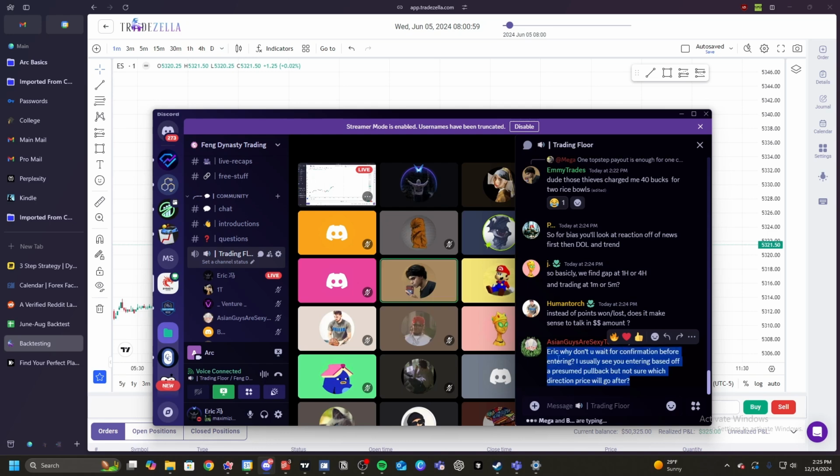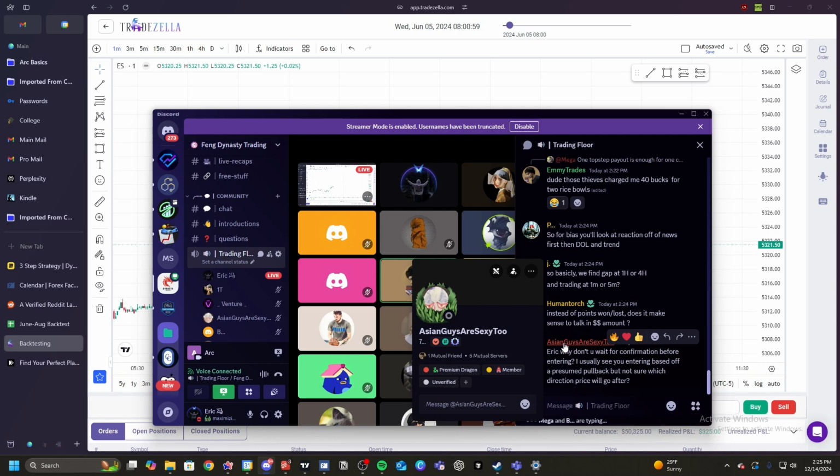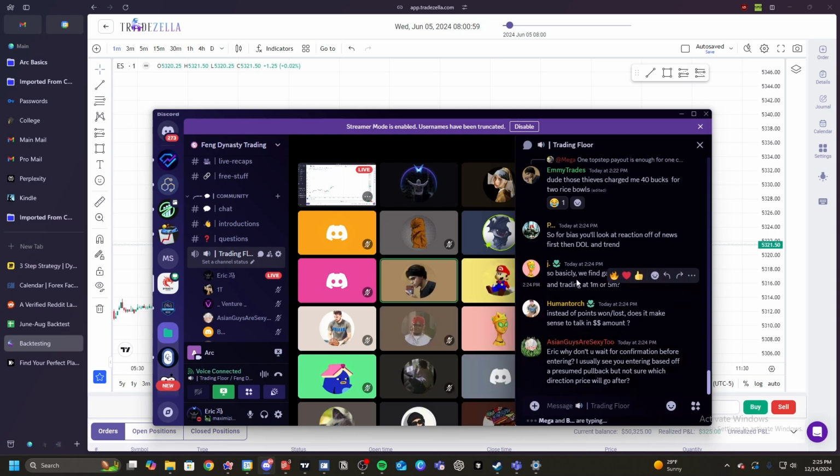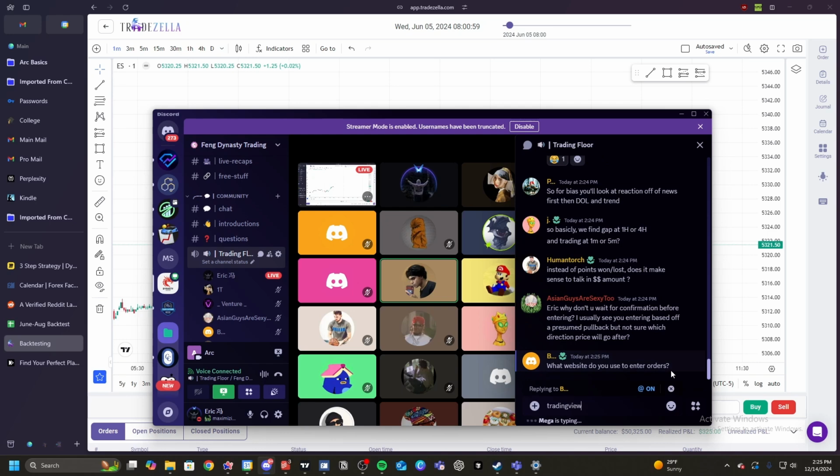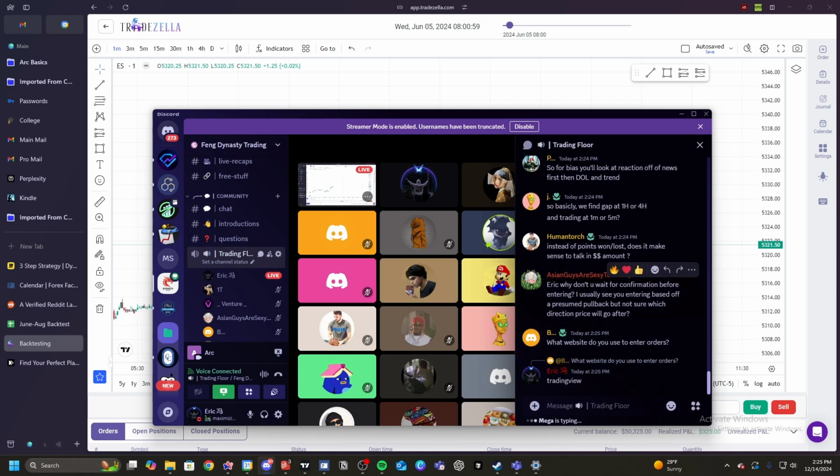So basically we find gaps at the 1 hour and 4 hour, essentially, right? Yeah, you use the higher time frame gaps like the 1 hour gap or the 4 hour gap for bias, and then you use the lower time frame gaps like the 1 minute and the 5 minute for entries.